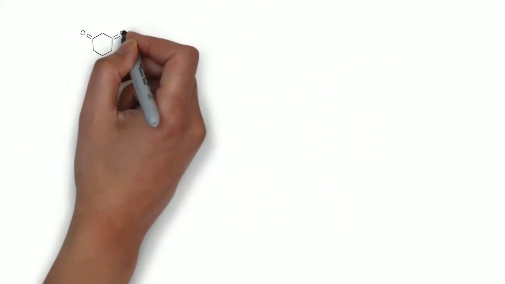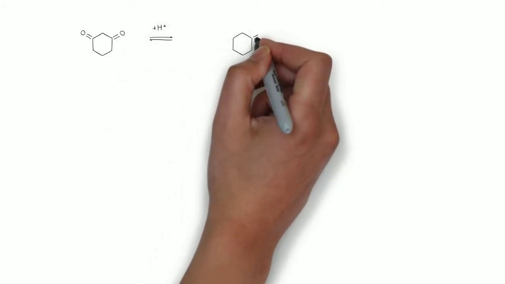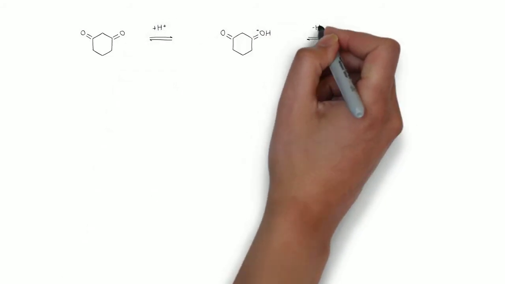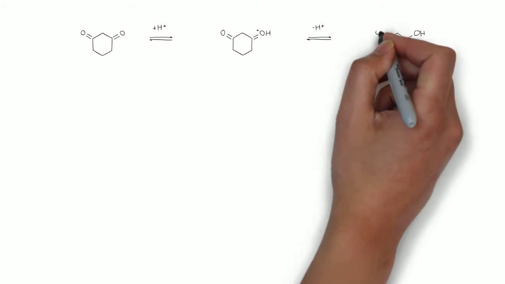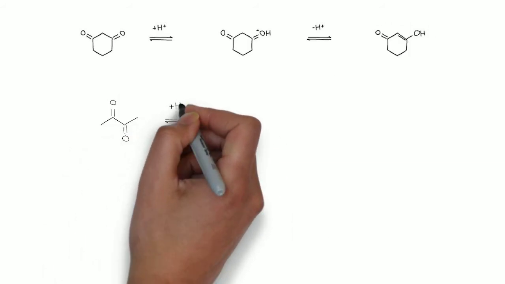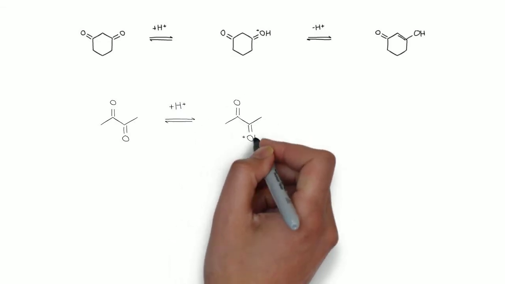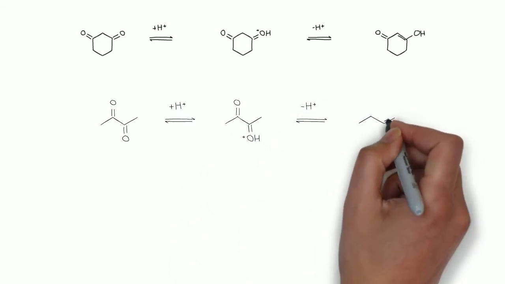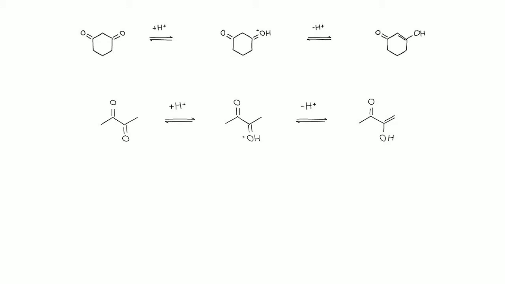1,3-Dicarbonyl compounds enolize very easily. And one reason for that is when we form the enol, it's conjugated. 1,2-Dicarbonyl compounds also enolize easily, but the reason is different. Formation of an enol relieves an unfavorable dipole-dipole interaction.